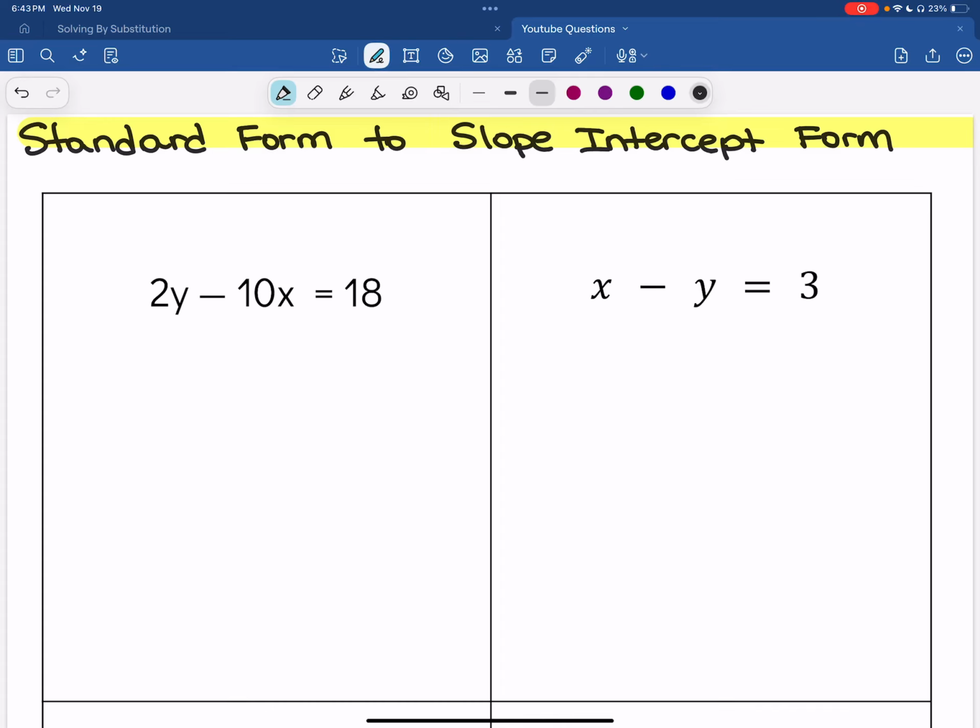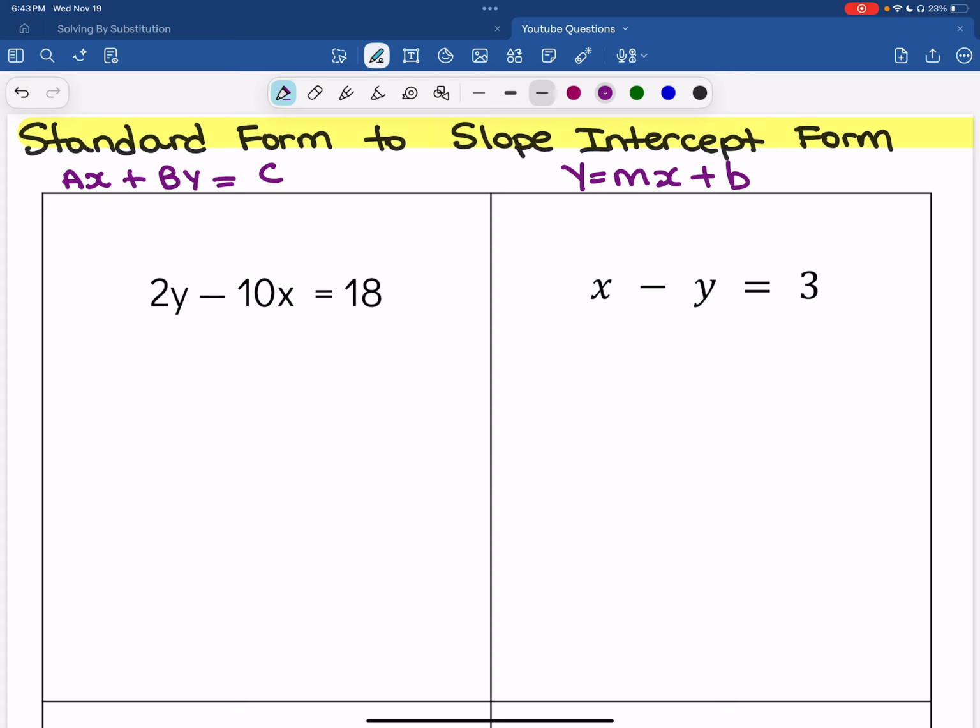Hey guys, in this video, I'm going to show you some examples on putting an equation that's in standard form to slope-intercept form. So, slope-intercept form is an equation that is in the form y equals mx plus b. And standard form is when an equation is in the form ax plus by is equal to c.